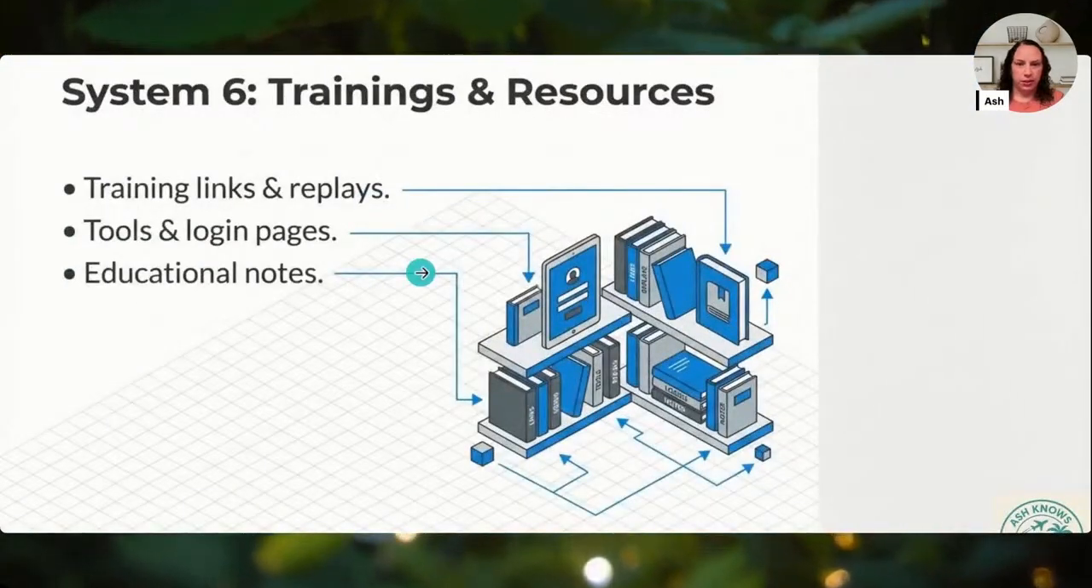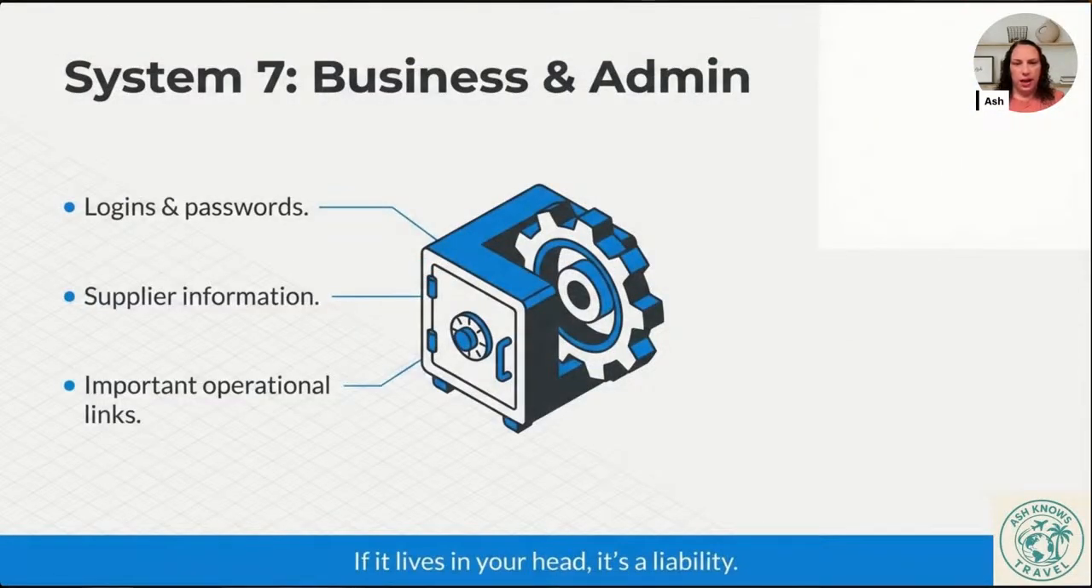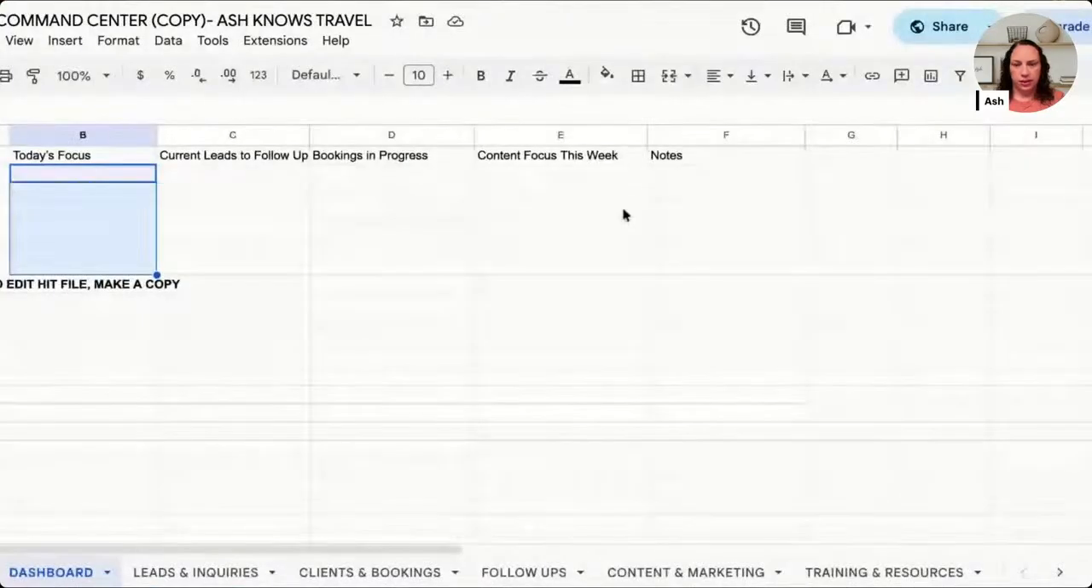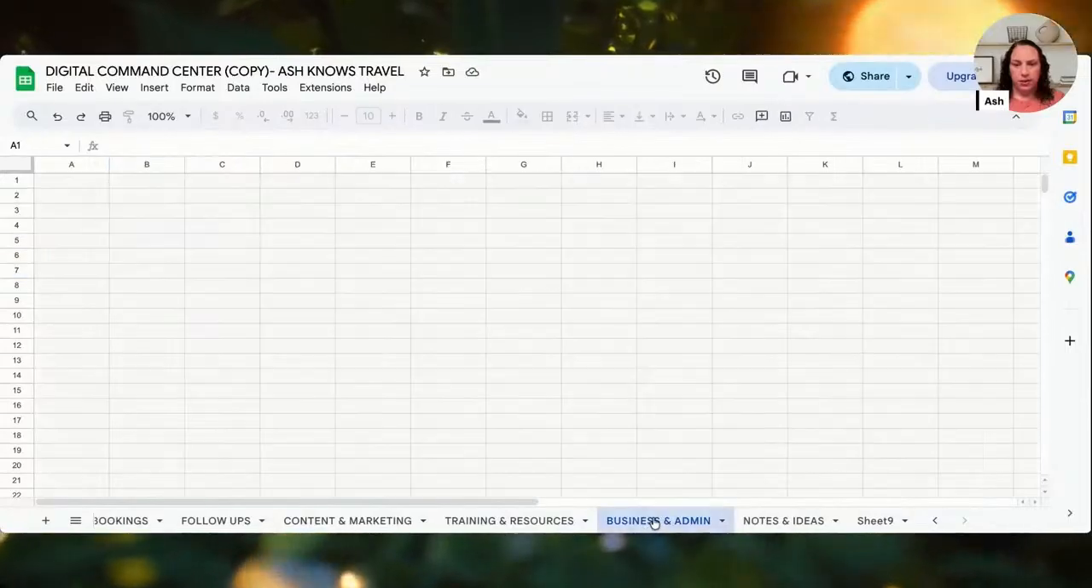Okay, so number 6. And then number 7, business and admin. You can do logins, passwords. I already showed you guys a template for logins and passwords. I feel like it's easier to just have it in here. Supplier information, important operational links. If it lives in your head, it's a liability that you might forget it. Yes. So that's also the other part of it. Clearly, very simple. Business and admin.